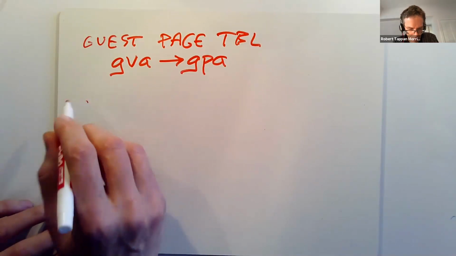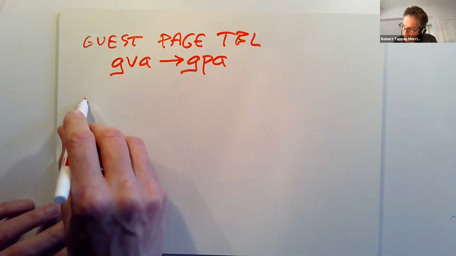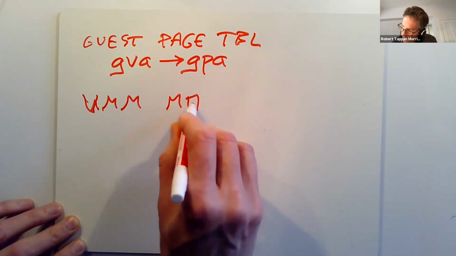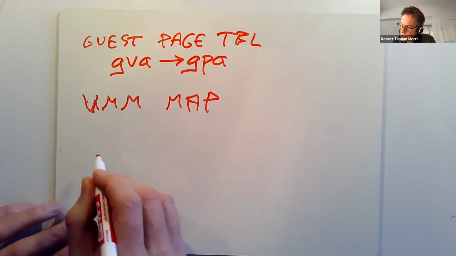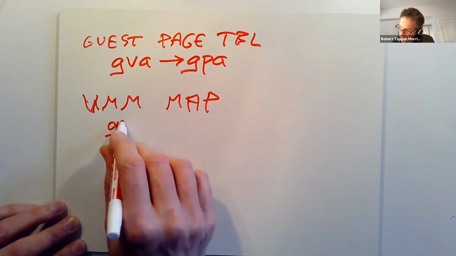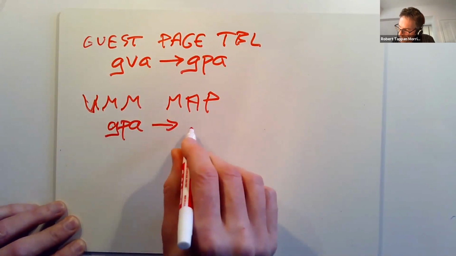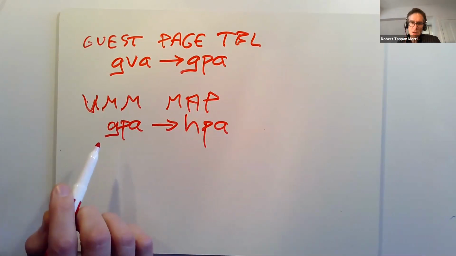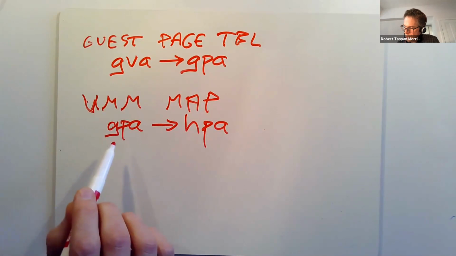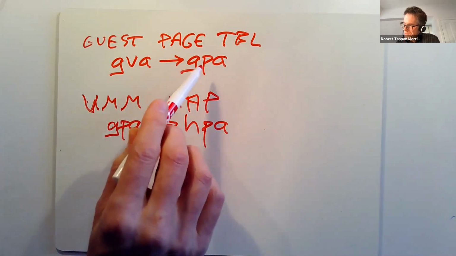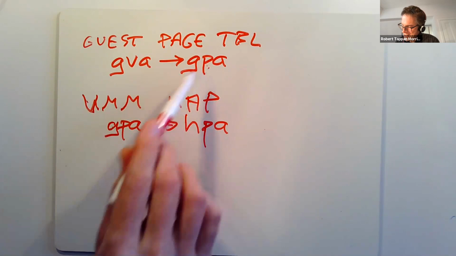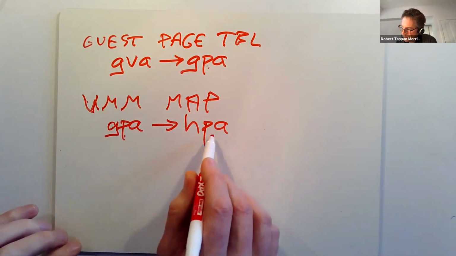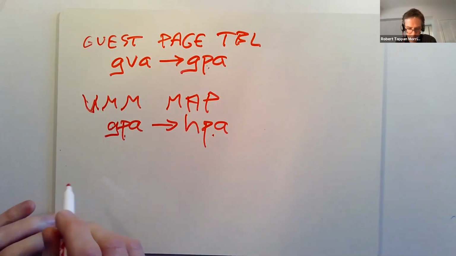So instead, the VMM is going to maintain a map for each virtual machine that maps guest physical addresses to real physical addresses, what I'll call host physical addresses. So this map is like a page table. It has an entry for every physical page that the guest thinks exists, and indicates what real physical page that guest physical address refers to, that the VMM has allocated for it.